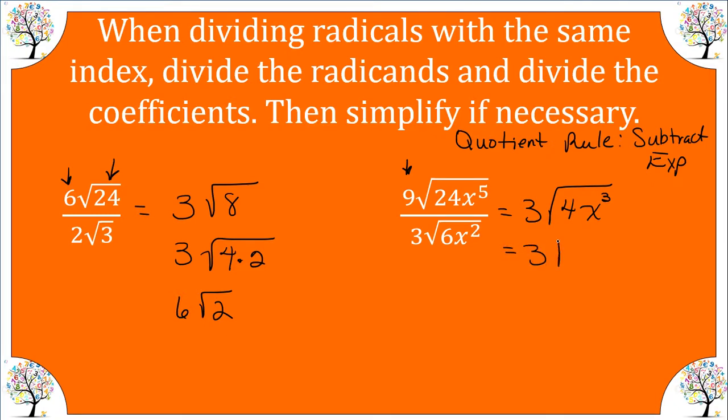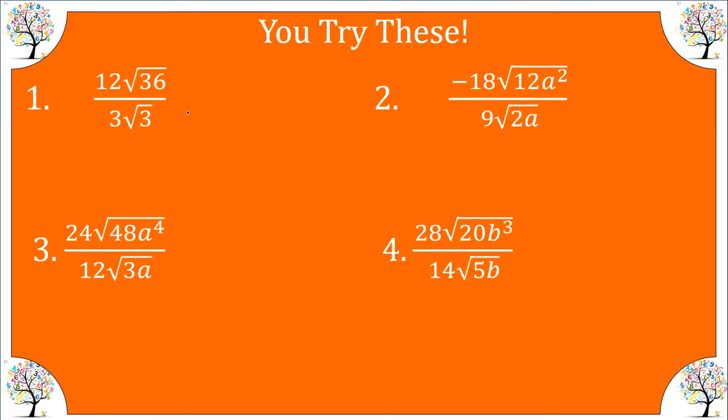We can rewrite x to the 3rd into x squared times x. The square root of 4 is 2. 2 times 3 is 6. The square root of x squared is x. So we are only left with the square root of x. Now pause the video and you try these.